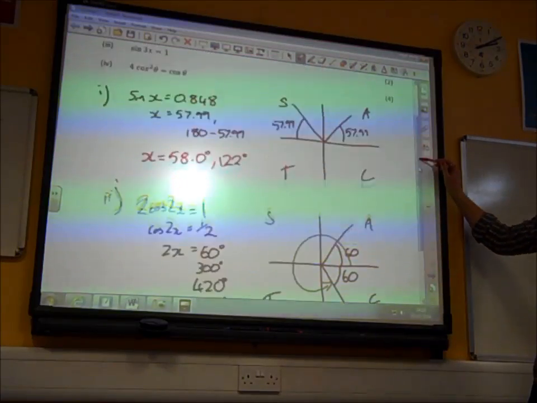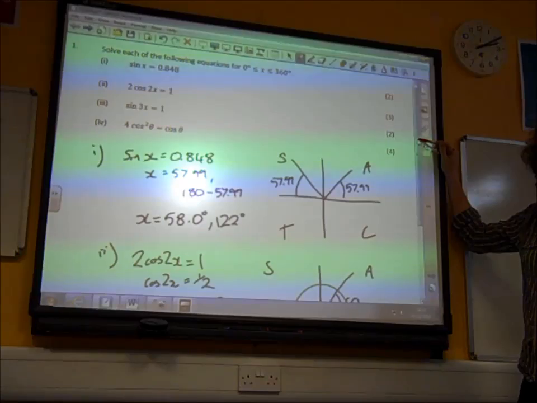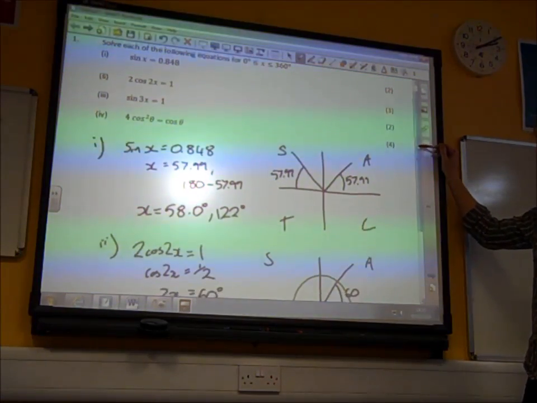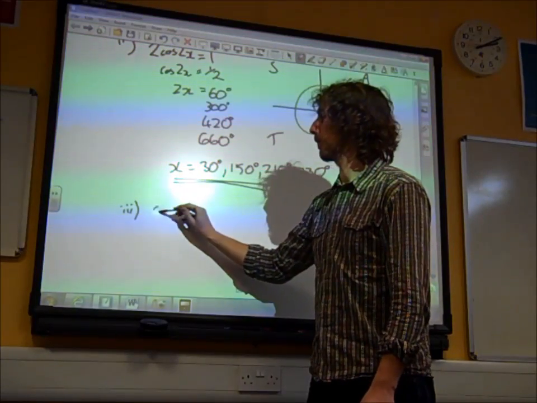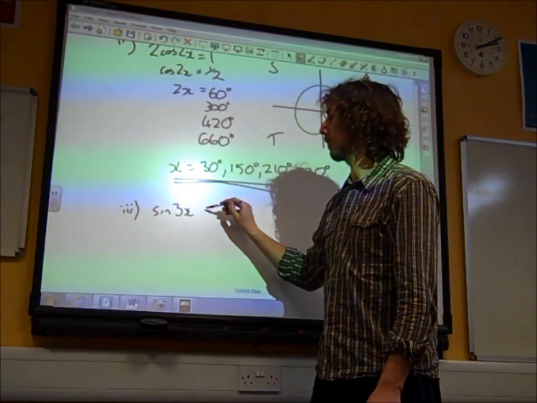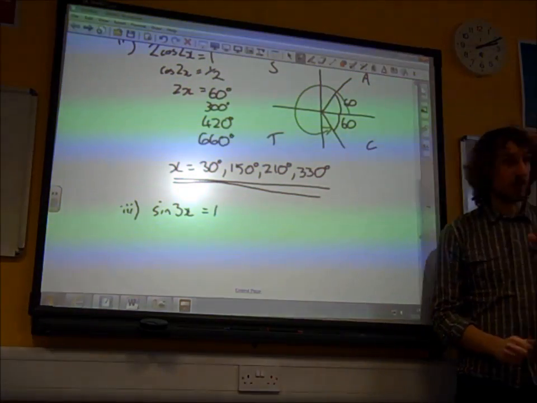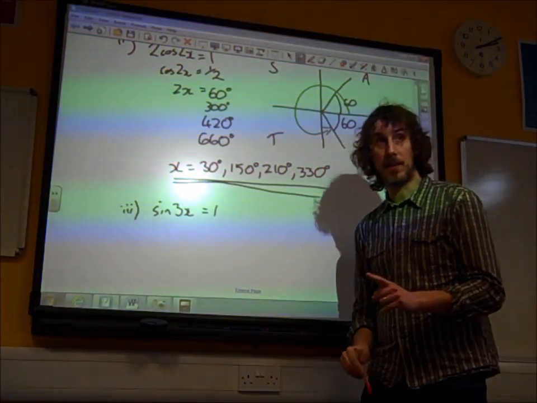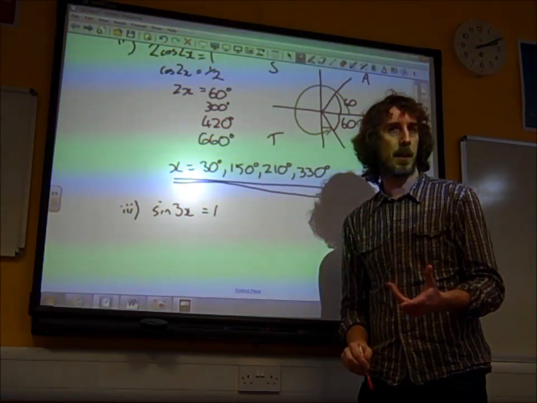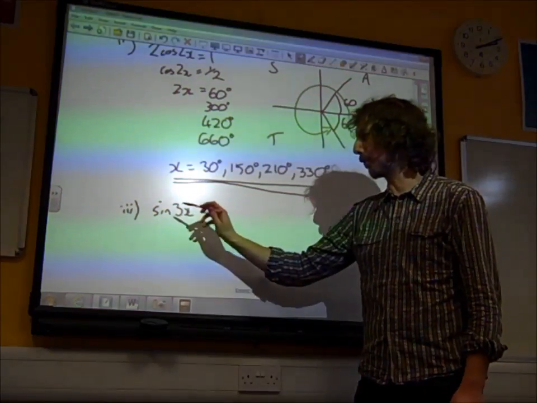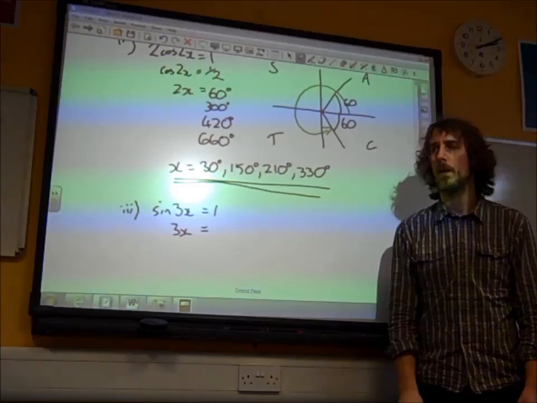Excellent. 3 marks we gave you for that. Then we come on to part 3, sine 3x equals 1. Well, we start as 1 sine 3x, so we can go straight to the calculator, but actually this is one of those ones where you could still use the cast diagram, but actually I'd feel happier probably with a graph for this. 3x in this case.